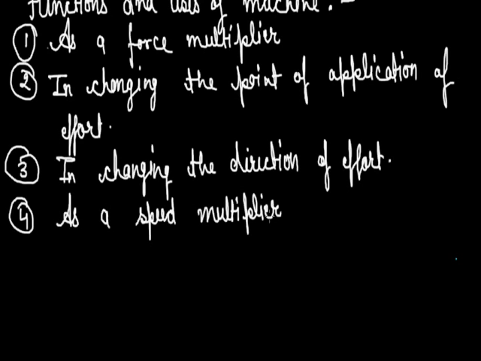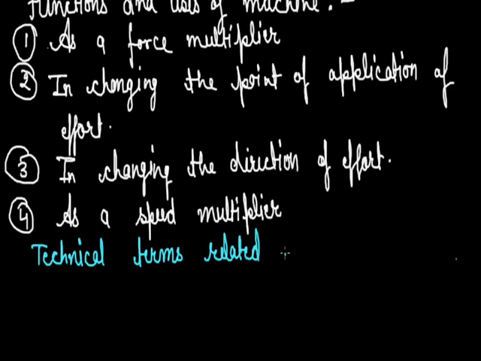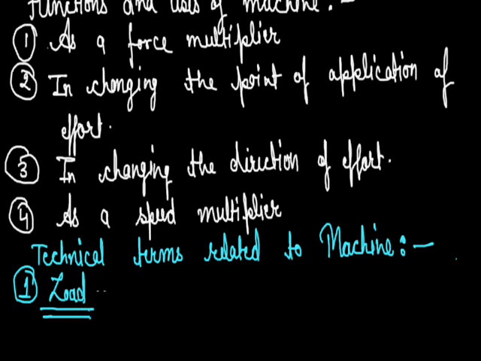Now, some technical terms related to a machine. First is load. The resistive or opposing force to be overcome by a machine is called load.